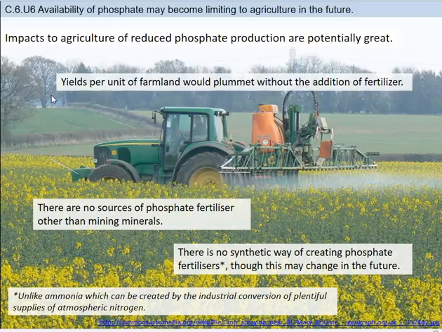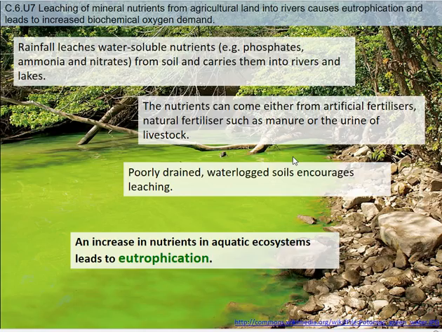Now, if we don't have phosphate, what are the consequences of that? Well, if we don't have phosphate to put into fertilizer, our yields of our crops are going to decrease. And so obviously there's an economic crisis there, but also it means that certain crops aren't going to get grown, which can mean starvation in some parts of the world. Now, unfortunately, there's no way to synthetically make phosphate at the moment. And so there are no sources of phosphate fertilizer other than what's coming from the ground.